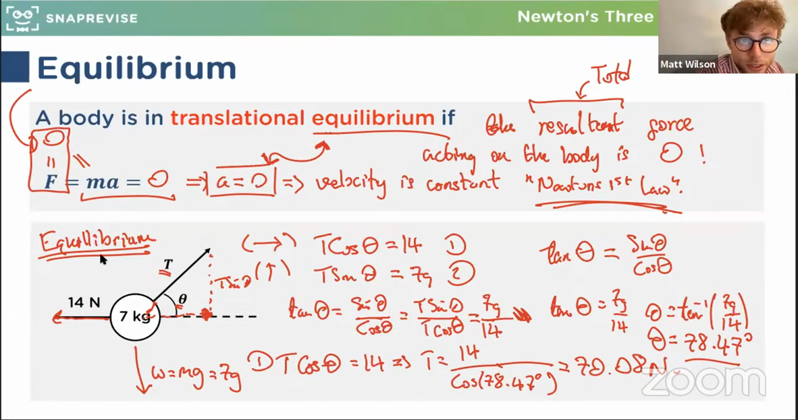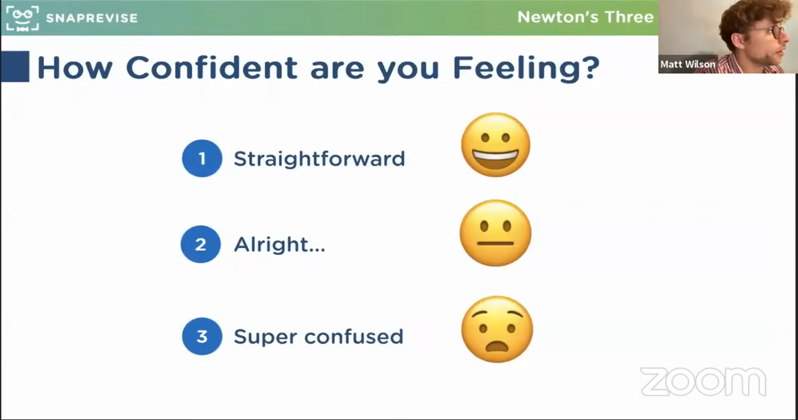Okay, good. Hopefully that's making sense. Hopefully you now understand how to use the fact that an object is in equilibrium to calculate various sizes and angles in your free body diagrams. So how's everyone feeling? Does that make sense? And does anyone have any questions? Nice.